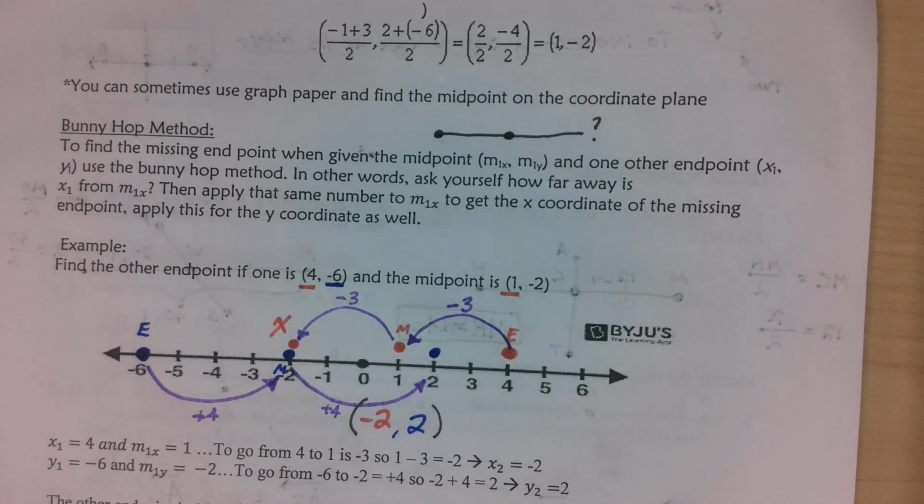The bunny hop method is super quick. You just got to do it in 2 steps. Bunny hop your x's, bunny hop your y's.